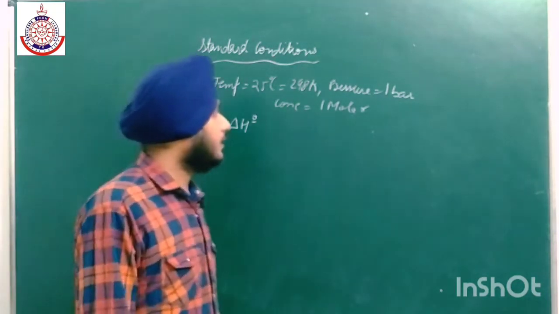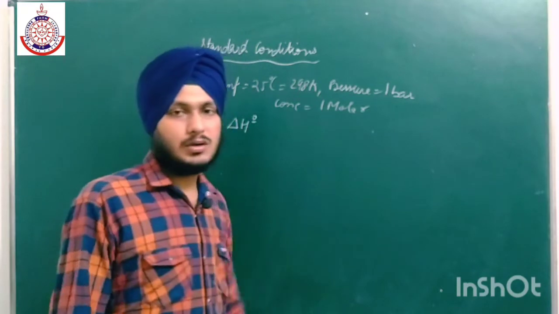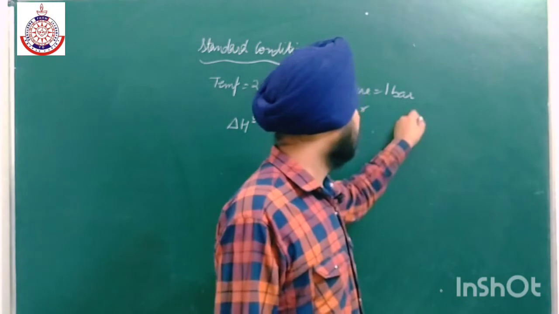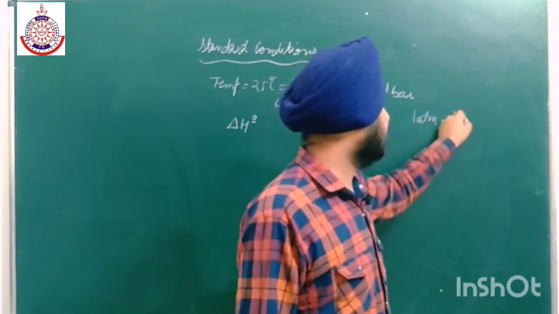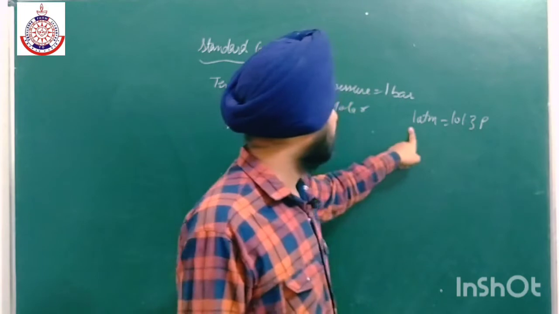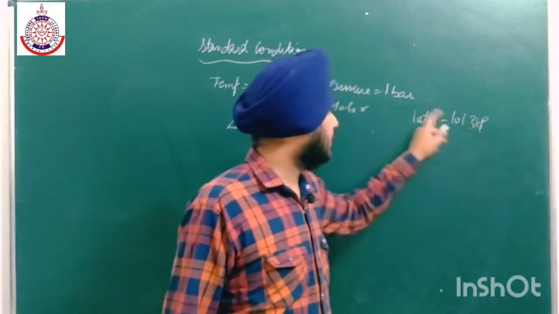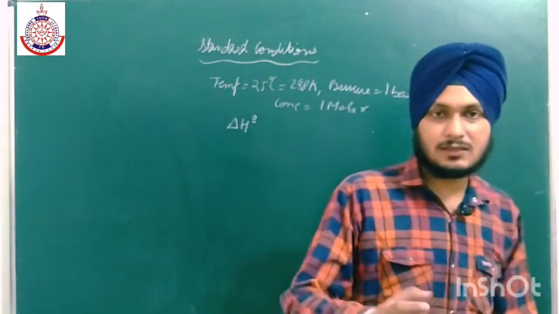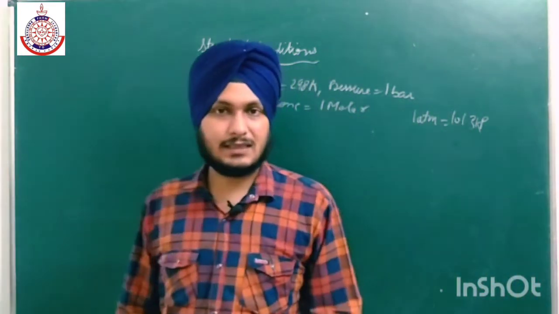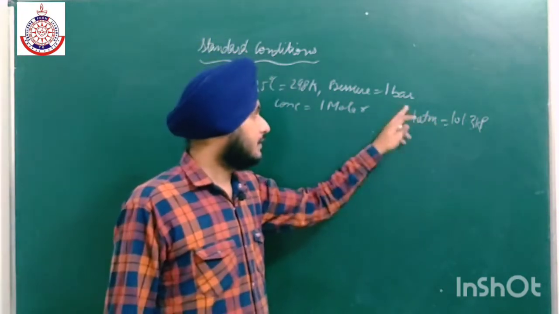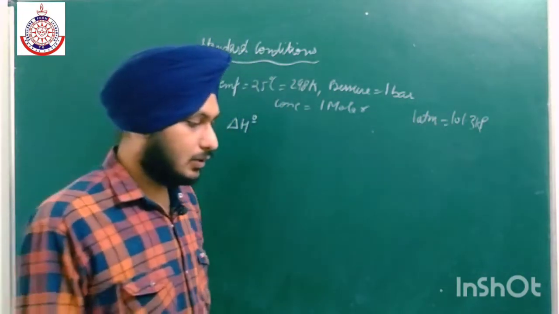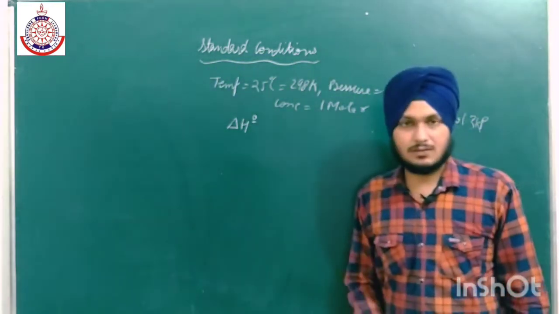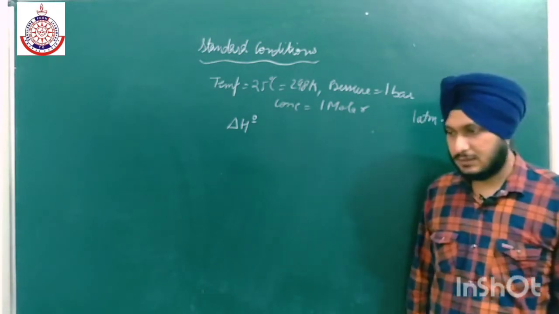Here we take the pressure as 1 bar, not 1 atm, because we would have some complication in the calculation. 1 atm is 101.3 kilopascal, but 1 bar is 10 to the power 5 pascal. So this will save you some time, because if we convert to pascal there will be some complication, but in case of 1 bar the calculations are simple. So this is all about the heat of reaction, and the factors on which the heat of reaction depends.